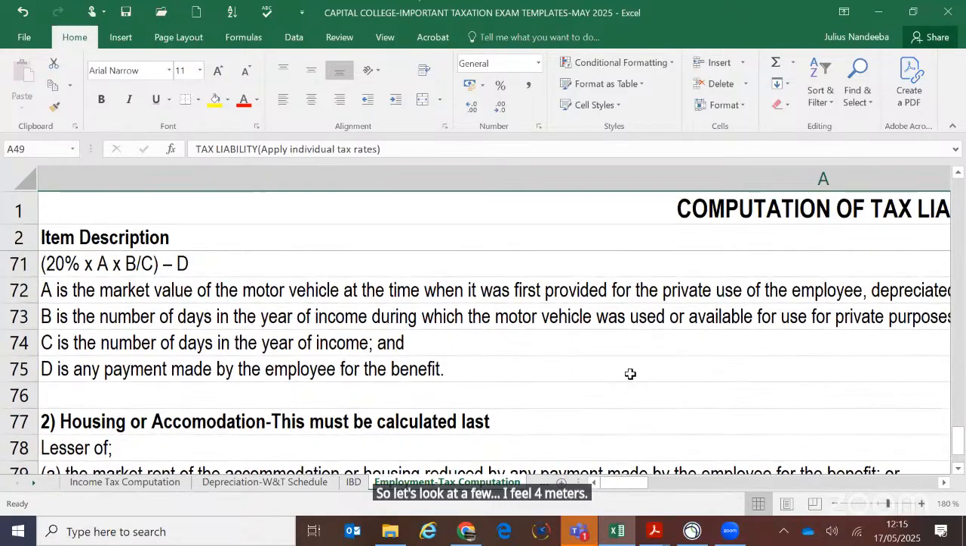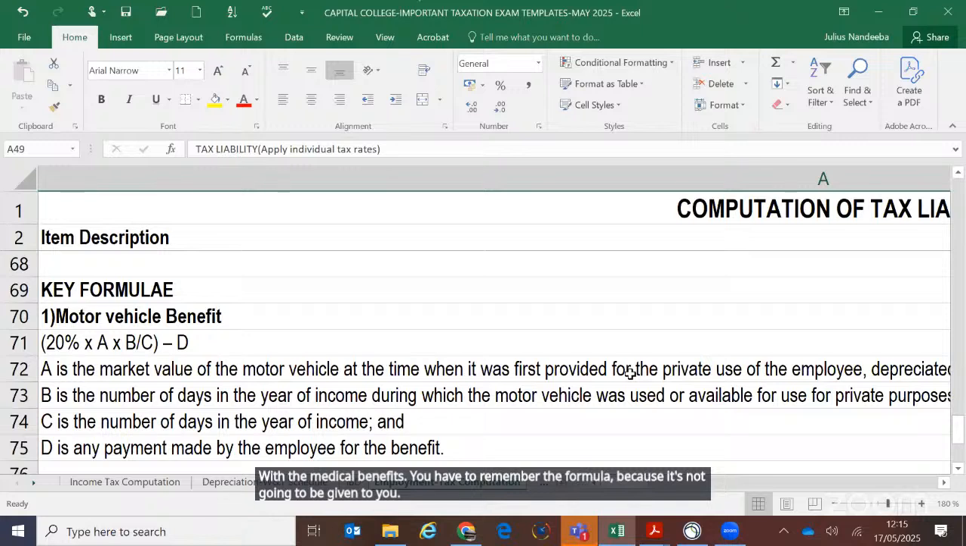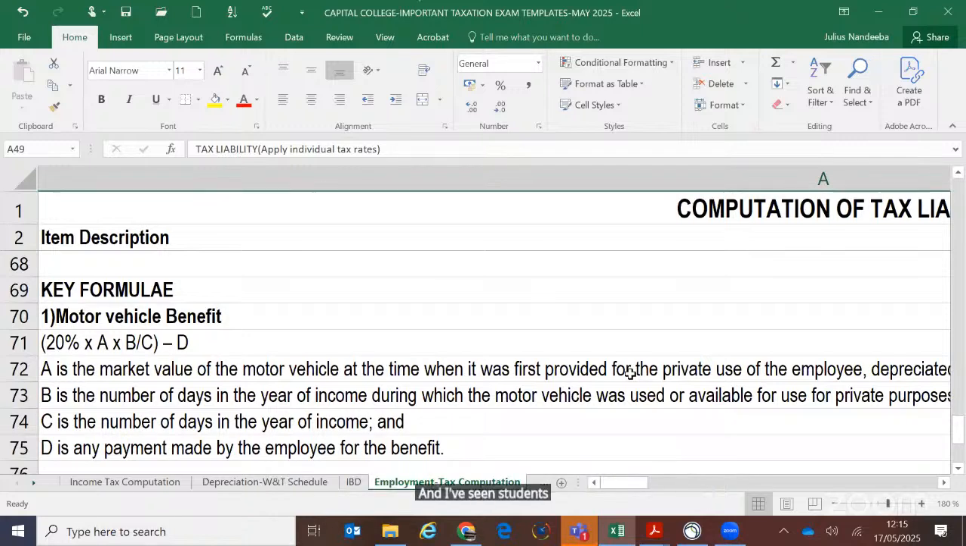Number one is going to be on motor vehicle benefits. Motor vehicle benefits, you have to remember the formula because it's not going to be given to you. And I've seen students get confused. If you have been confused, I have seen so many questions running around this.